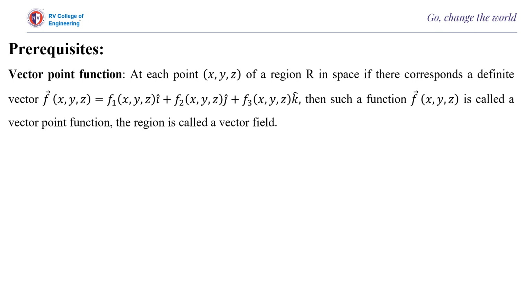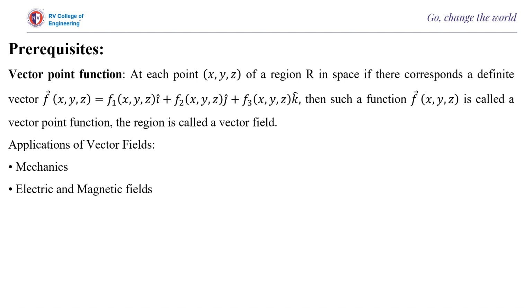At each point (x, y, z) of a region or in space, if there corresponds a definite vector f given as f1 i plus f2 j plus f3 k, where f1, f2, f3 are functions of x, y, z, then such a function f is called a vector point function and the region is called a vector field. There are many applications of vector fields. A few are mechanics, electric and magnetic fields, fluid motions, heat transfer.